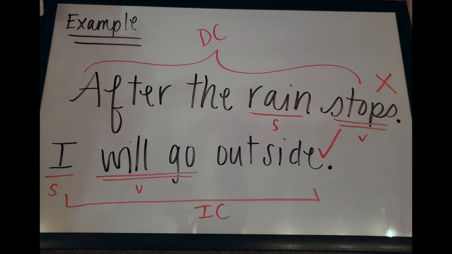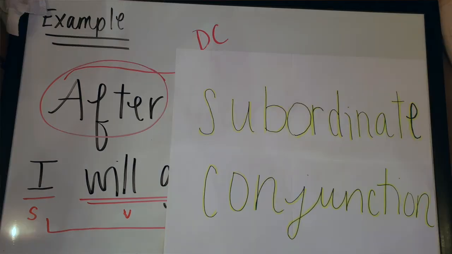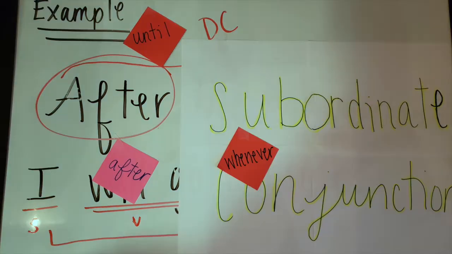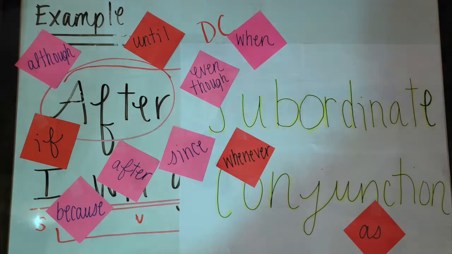Now, the main problem here is the word after. After is a subordinating conjunction, and we've got a lot of subordinating conjunctions. If that word was gone and we didn't have the word after in that sentence, my sentence would be the rain stops. So if I came up to you guys and I said, hey guys, the rain stops, you'd say, yes, Christine, yes it does, good job, right? You're not confused. You're not wondering what I'm trying to say. You know exactly what I'm saying. It might be odd, but you understand.